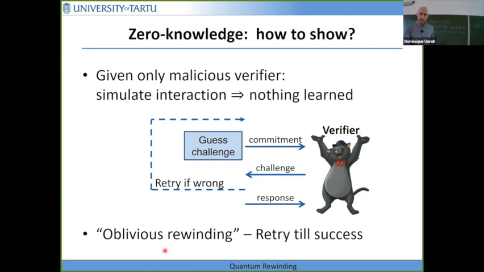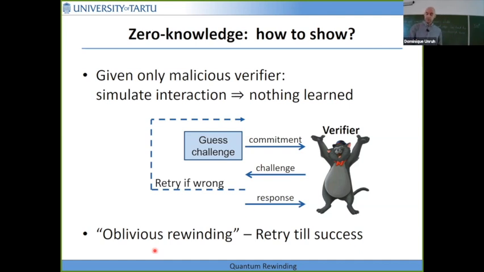This variant of rewinding I call Oblivious Rewinding, because we just forget everything we did. We just go to an earlier state and run it again. We do not need to remember, for example, what the wrong challenge was or the wrong commitment or something. We just go back, forget everything, do it again. This we repeat until we are successful. This is the basic proof strategy for showing that this protocol is zero knowledge in the classical setting.